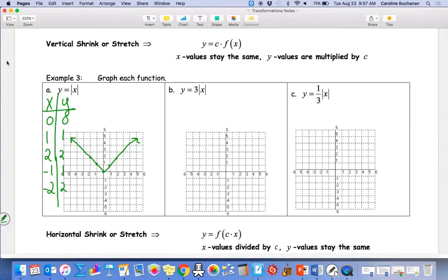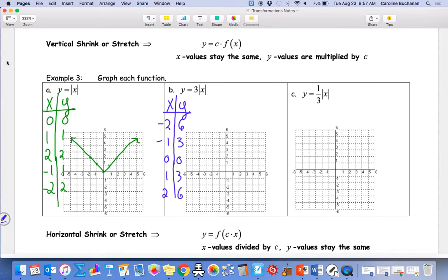In part B, we have the graph 3 times the absolute value of x. So notice that we're putting a 3 outside the absolute value function. Let's again do a table of values here. All right, when x is negative 2, we take the absolute value, makes it positive, multiply by 3, and we get 6. Same idea for other values.